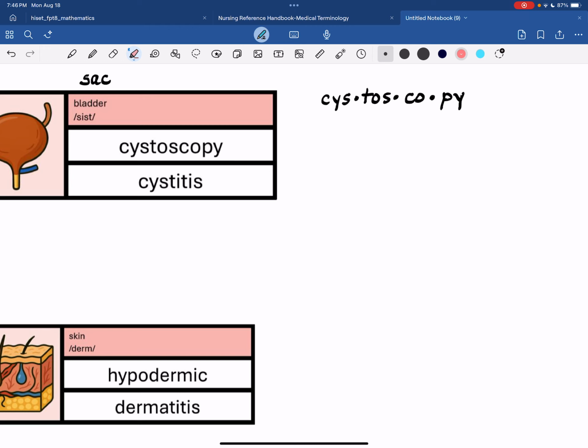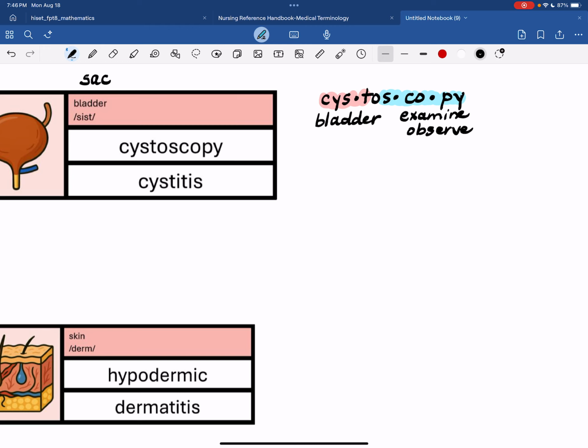So I have the root, cyst, and the suffix scopy. I may have used this as another root, I'm not sure, but remember it means to examine or observe. So cystoscopy is a procedure used to examine the inside of the urinary bladder.